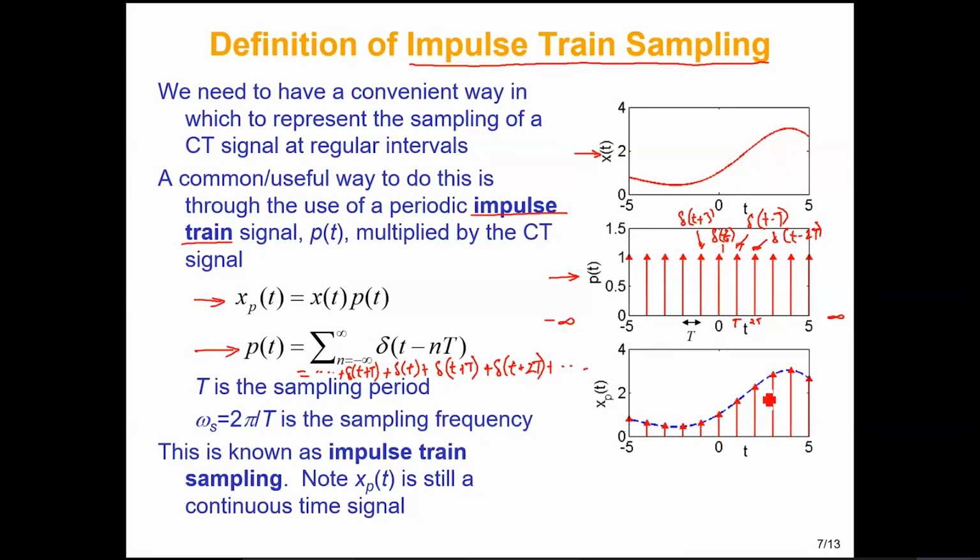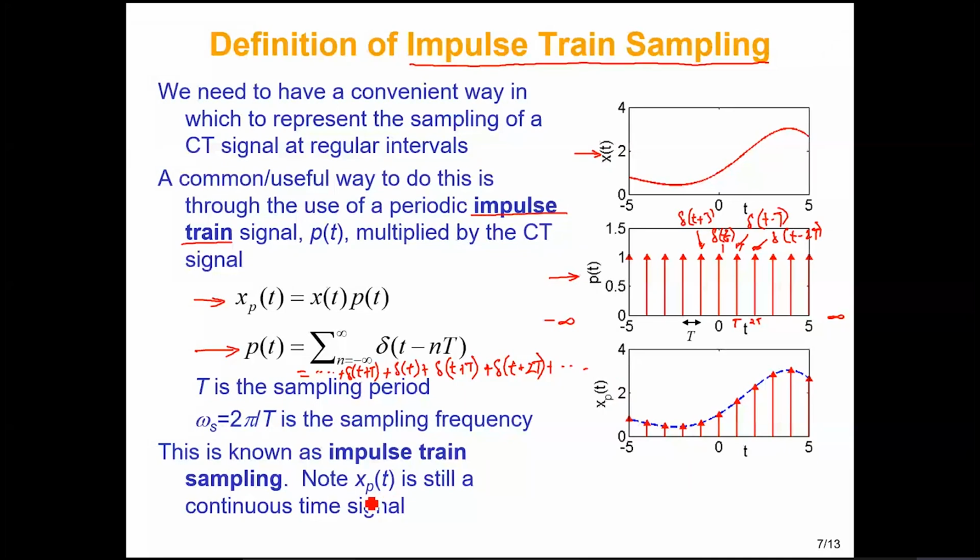Now, these values are basically your discrete time signal, but if you plot these impulses, xp of t will be what is known as the impulse sampled signal. So this type of sampling, where we multiply your continuous time signal with an impulse train and get scaled impulses, is known as impulse train sampling, and the signal that results is the impulse sampled signal.